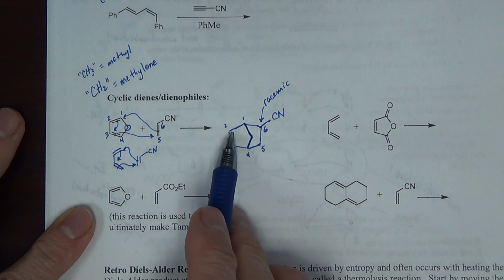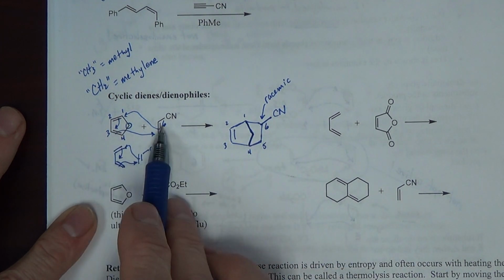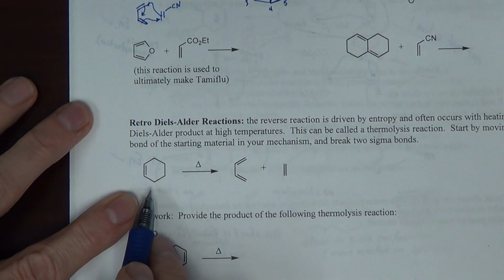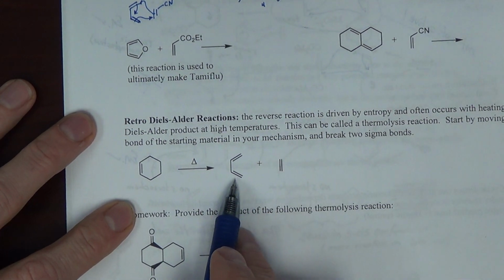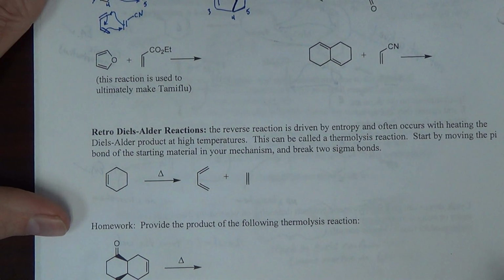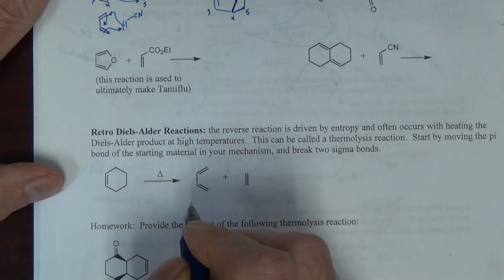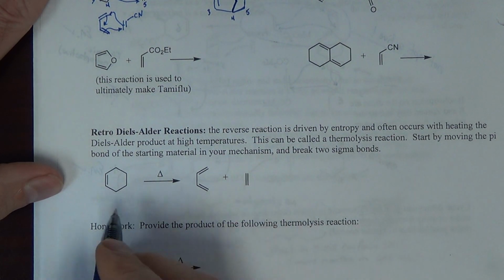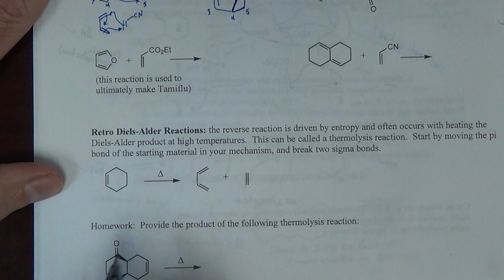Actually, the reverse is driven by entropy. If you break this apart into two different molecules, that's what a retro Diels-Alder is. This cyclohexene can be reversed into the Diels-Alder starting materials, the diene and the dienophile. And entropy-driven reactions can be promoted by heat, of course, because heat magnifies the entropy term in the Gibbs free energy equation. So if you heat these products, they'll reverse to the starting materials.